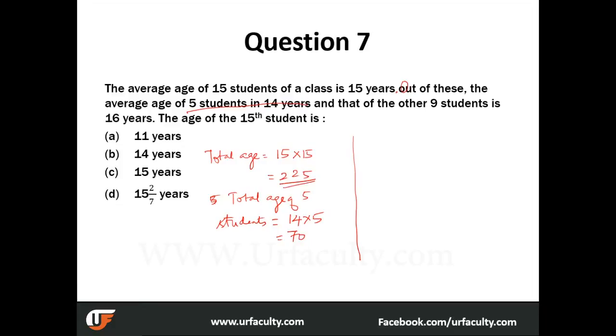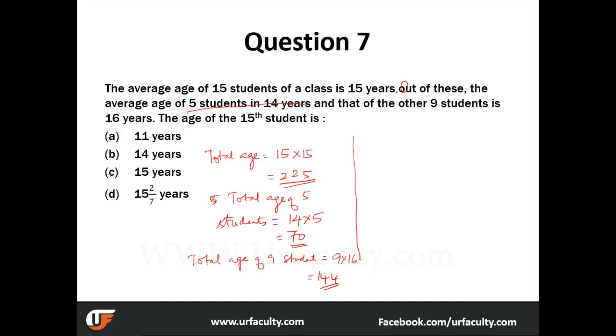So you have 225 on one end, then 70. Then they are saying that of the other 9 students, the total age of 9 students is equal to 9 into 16. 160 minus 16, 144, right? You can watch a separate video on shortcuts for multiplication. Anyway, this is the value.